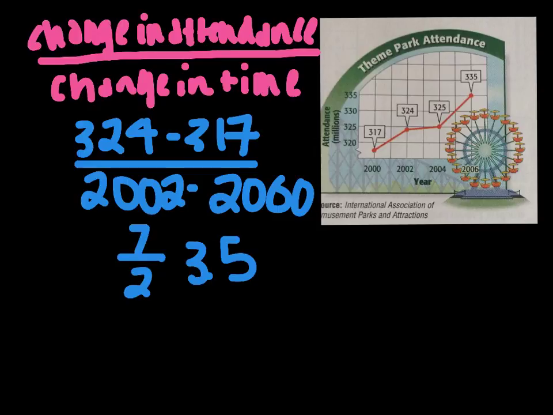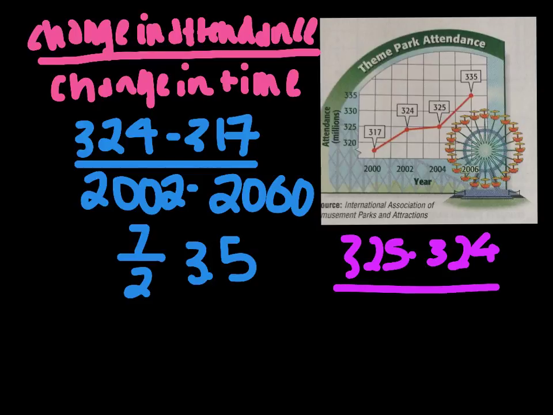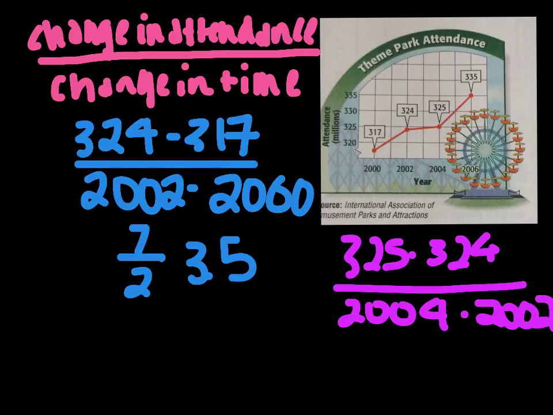Oh my word. Okay, so let's do the other one, 2002 to 2004. So that is 325, 324. So there was like a loss there. So let's go ahead and do it over here. 325 subtracting 324 over 2004 minus 2002. I will get 1 over 2 or 0.5. So over the 2-year period, attendance increased by 1 million for a rate of change of 0.5 million per year.